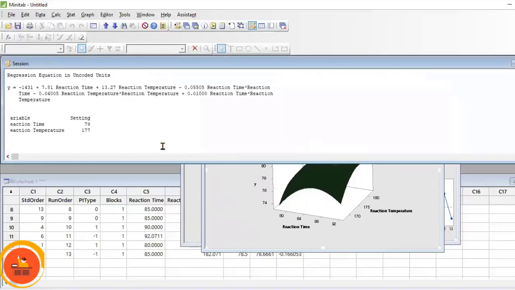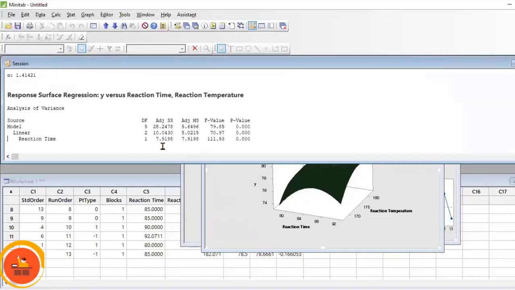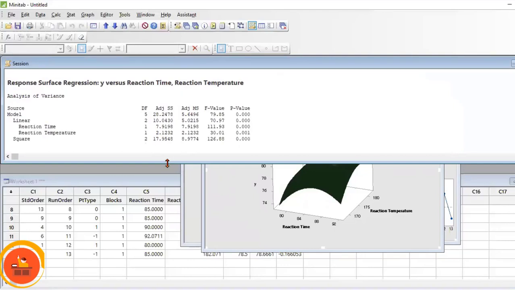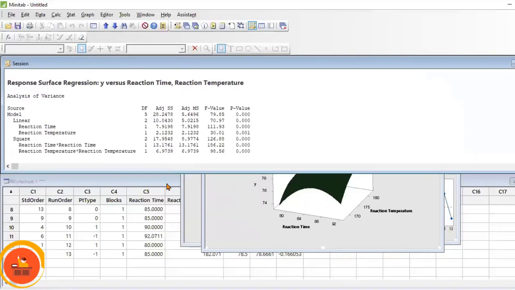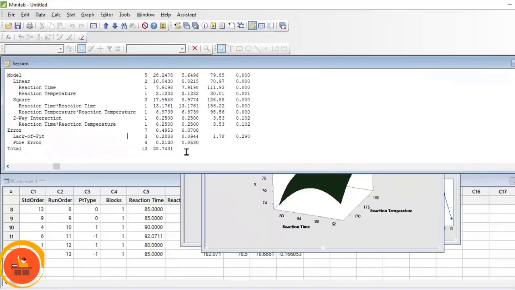Okay. So first, I will now summarize what we have learned so far. First thing is we consider what our basic design is, whether it is a CCD design or Box-Behnken. Here I am considering it as a CCD. So I have to fix how many points, whether axial points, cube points, or center points. Depending upon the points fixed, I then go for conducting the experiments.